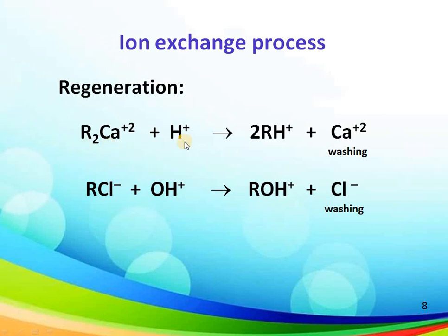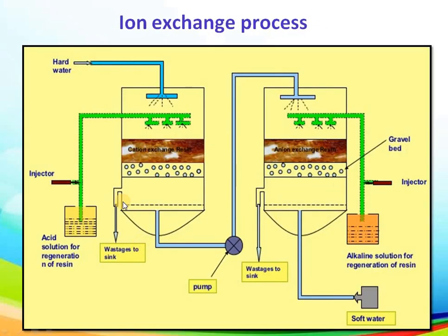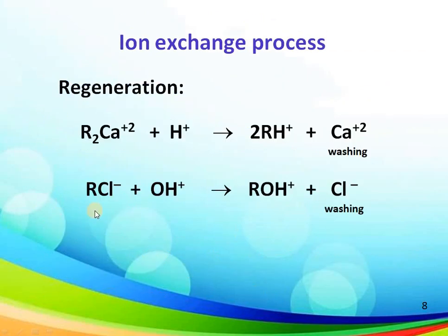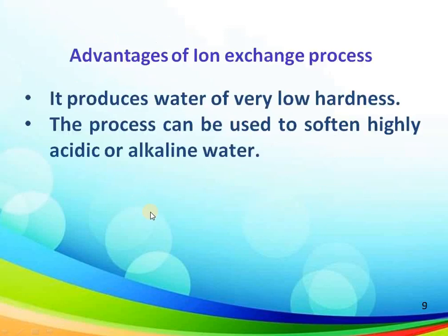Exhausted resins reacted with dilute acid produce the cation exchanger resins, and exhausted anion exchanger resins reacted with alkaline solution produce anion exchanger resins. The calcium and chloride washings are drained out to the sink like this. Okay, so this whole process is known as regeneration.